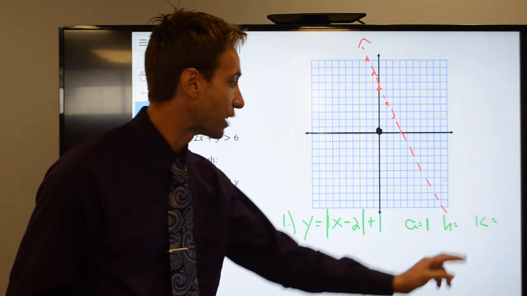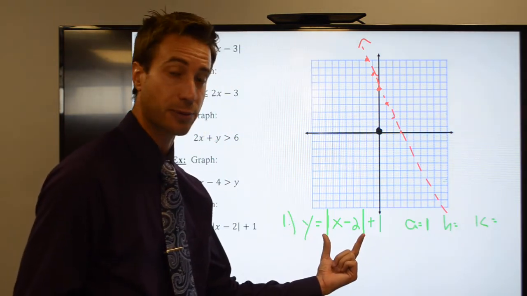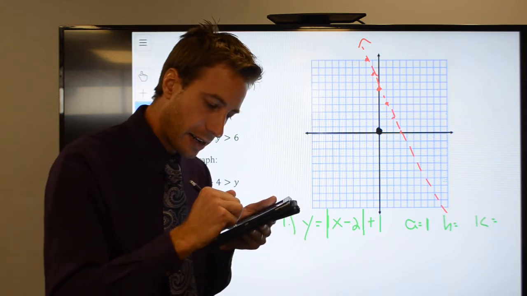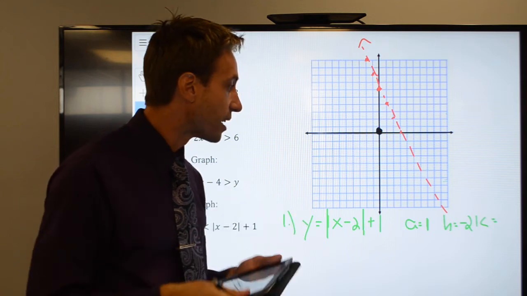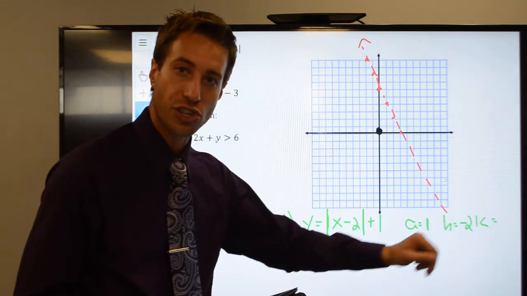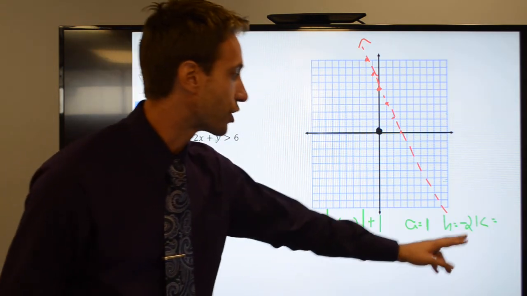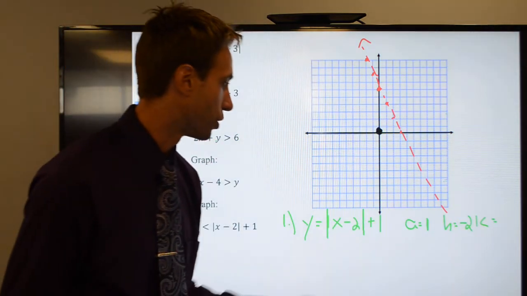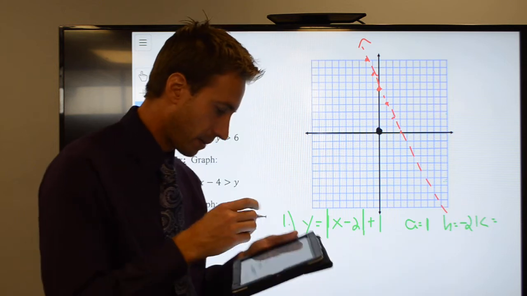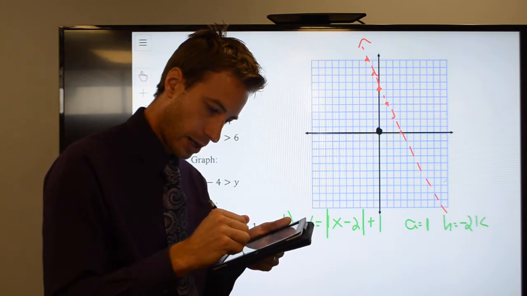Then I try to find an H. Well, if I have an H, it'll be inside the absolute value, and I do. I have a negative 2 in there. Well, what that does is we know that it is a horizontal shift in the opposite direction of the sign of H. Since H is negative, I will go in the positive direction 2 units. And if I have a K, let me fix that. It doesn't quite look like a K.